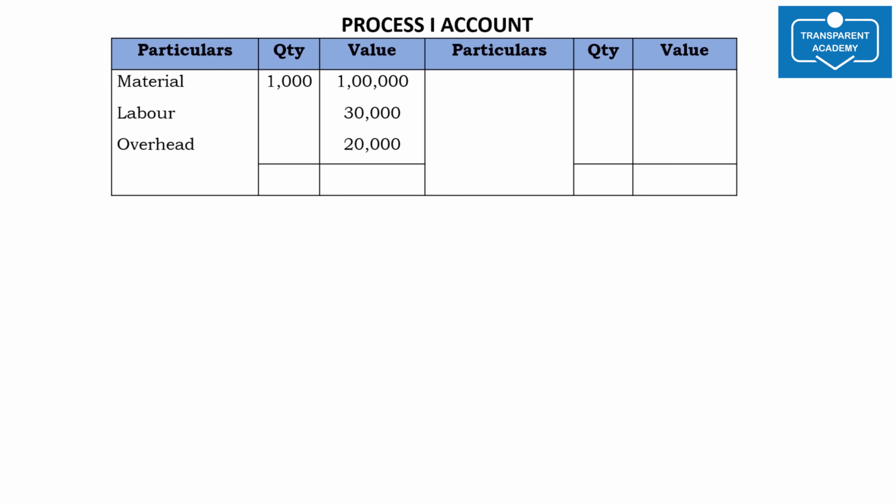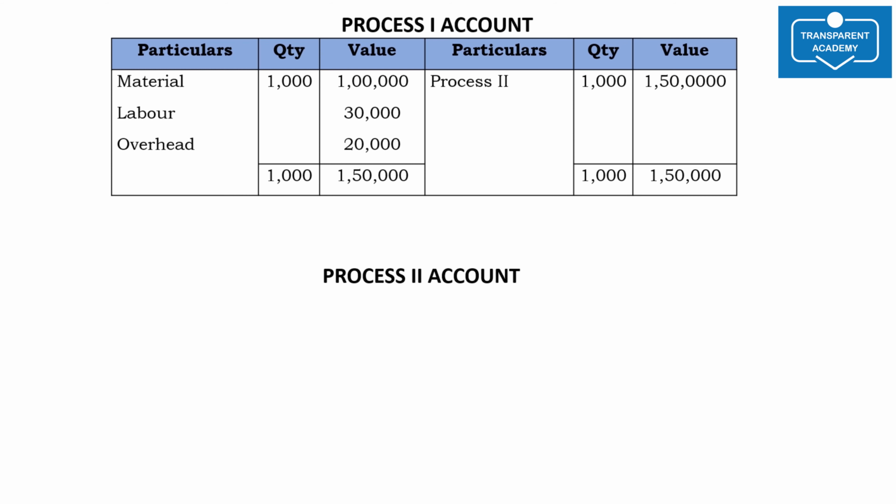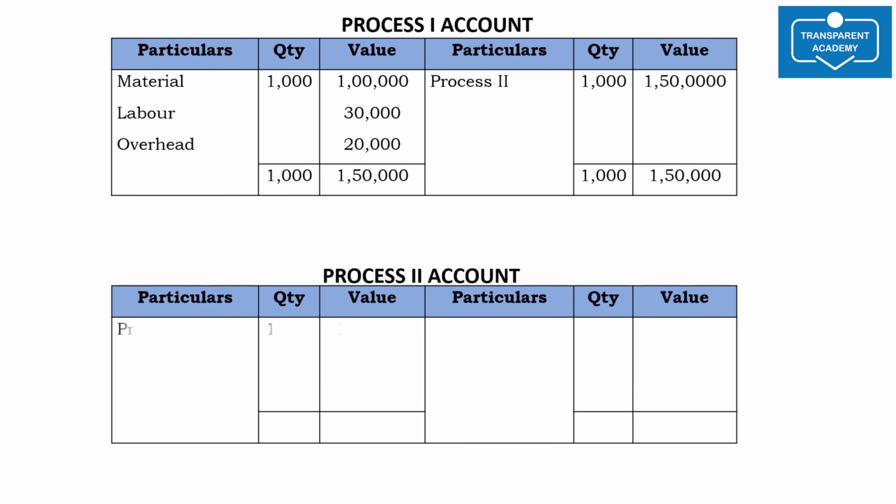At the end of the process, we have 1000 units of semi-finished goods that are ready to be transferred to the next process. The cost of this 1000 units at the end of process 1, as you can see, is a total cost of rupees 1,50,000. Moving on to process 2, 1000 units worth rupees 1,50,000 becomes the raw material for process 2. Let us enter it. They are also spending 75,000 on wages and rupees 25,000 towards expenses.